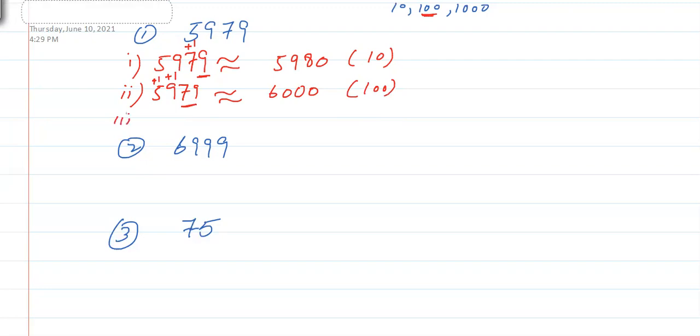Now for the nearest 1000, what will it be? These 3 digits I have to make 0 because it's to the nearest 1000. And the third digit is 9, so it will add 1 to this one, so it will become 6000. So it doesn't matter, sometimes your 1000 and the hundreds can be similar.